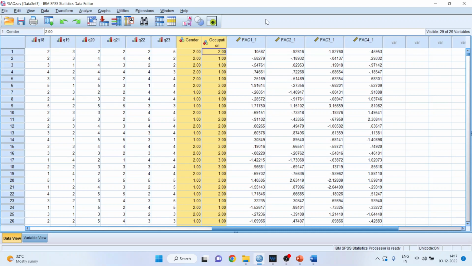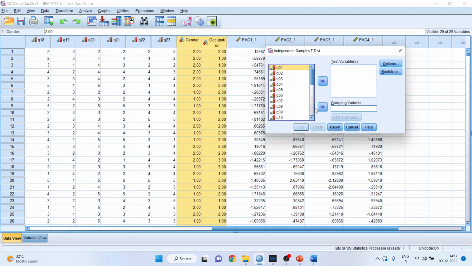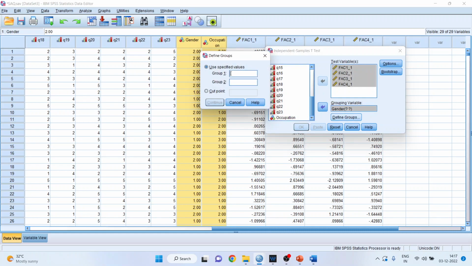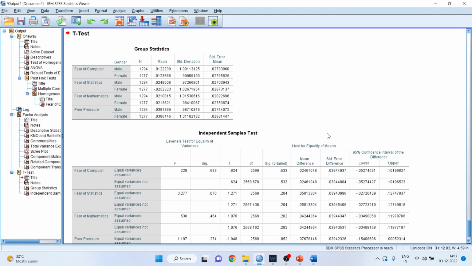Now what I can do is go to analyze, compare means, and run an independent sample t-test where I'll transfer factor 1, factor 2, factor 3, factor 4 into the test variables. And I'll include gender in the grouping variable. Define groups. 2 groups are there: 1 male, 2 female. Continue. Click OK. And you've got the result.